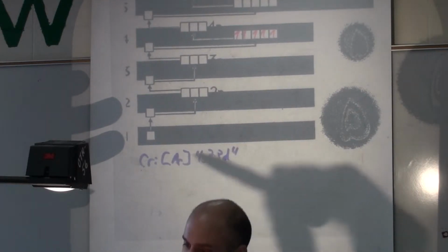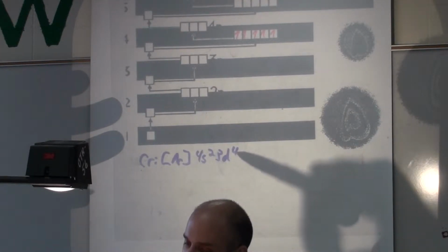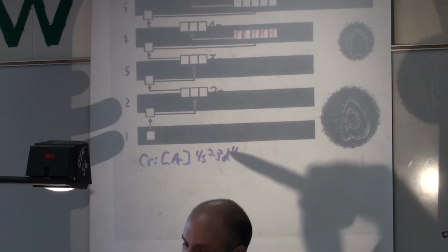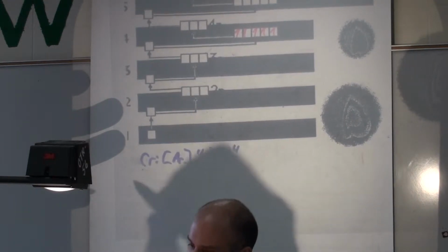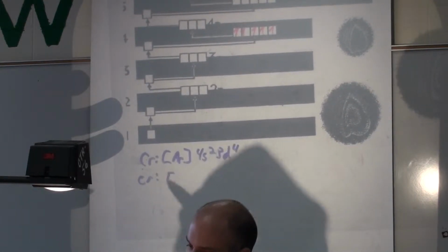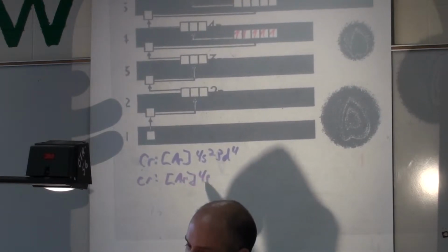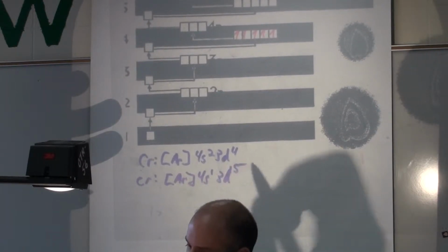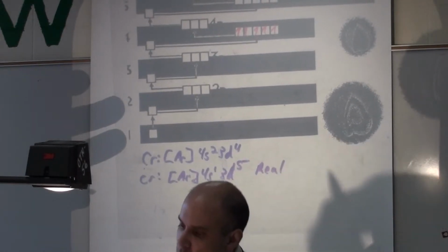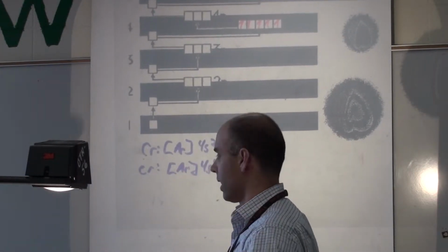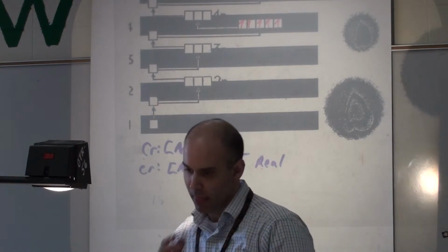So now, when you look at it like this, this is what we would expect it to be, but that's not the real configuration. The real configuration of chromium is argon 4s1 3d5. That's the real configuration. So now what we have to do is figure out an explanation for why that is. Okay?